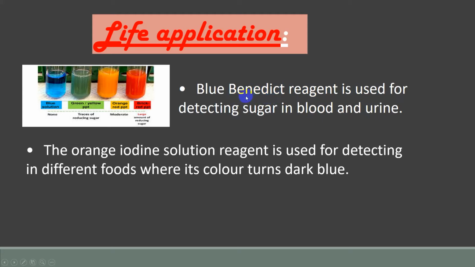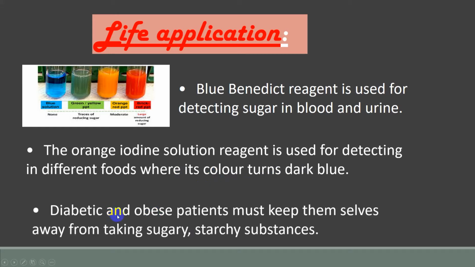When there is a simple sugar, the Benedict reagent's color changes, for example with glucose. If there is glucose in the blood, that person is diabetic. So we can use the Benedict reagent to detect it in blood or urine. If glucose is present in a high percent in blood or urine, the blue Benedict's color will change. And the orange iodine changes color with the starch, which is found in different kinds of food, and turns dark blue.